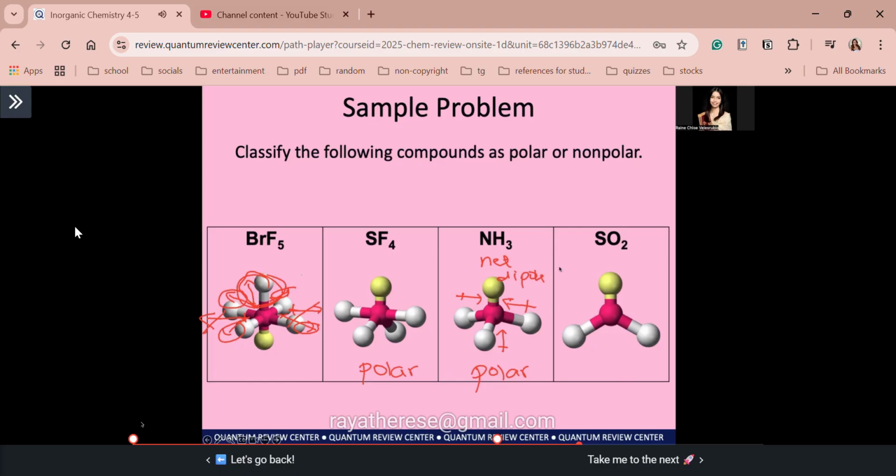Lastly, for sulfur dioxide, okay, so yung ating dipoles papunta kay oxygen because oxygen is more electronegative than sulfur. So, ganyan. And we have a lone pair here. Okay, guys, hindi magka-cancel out ang dalawang dipoles na ito. Okay?